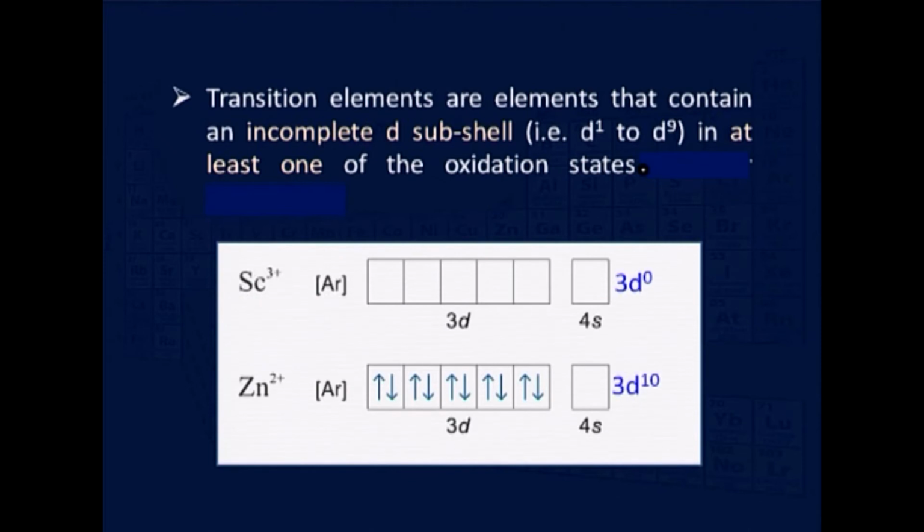Looking at this definition, if we see the structure of scandium and zinc, we will find that scandium in the +3 oxidation state has no electron present in the d orbital, and zinc in the +2 oxidation state contains a fully filled d orbital and does not contain any unpaired electron in the d subshell. Therefore, these two elements are excluded from the definition of a transition element.